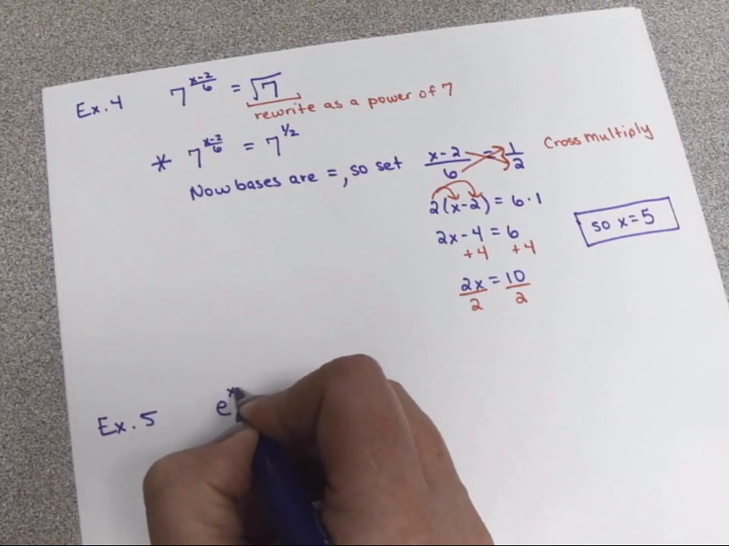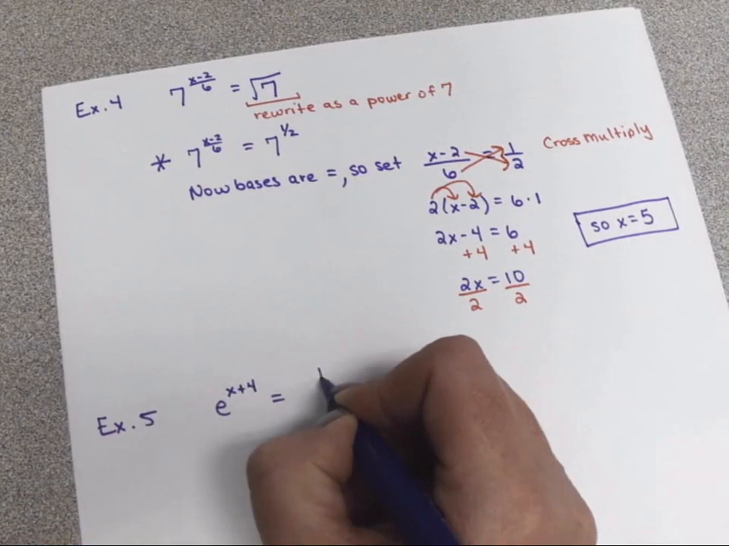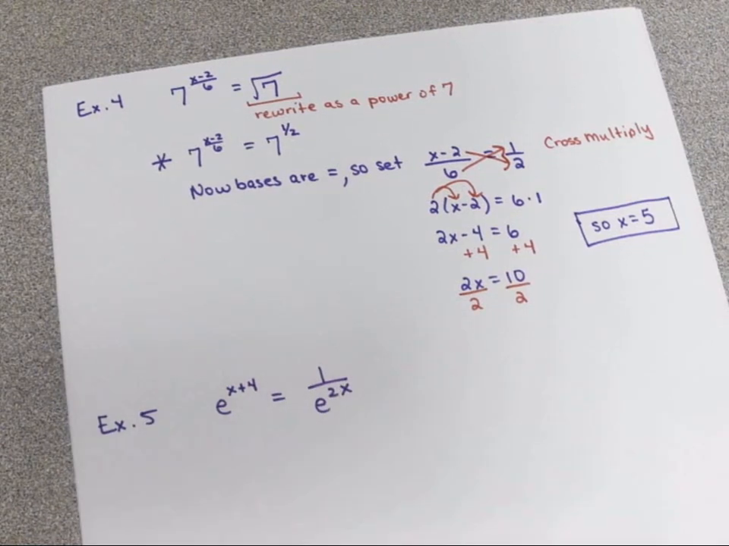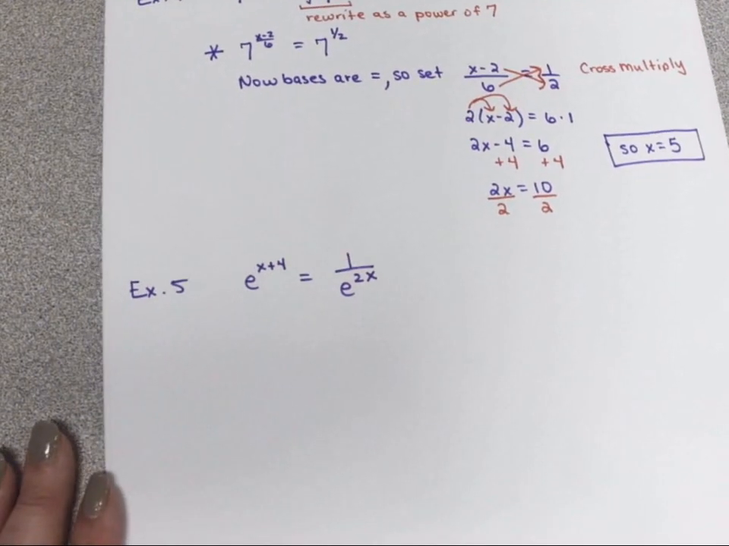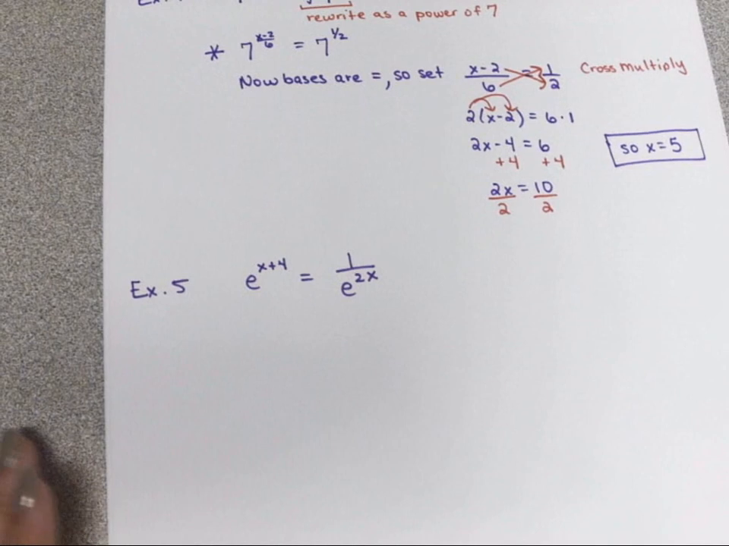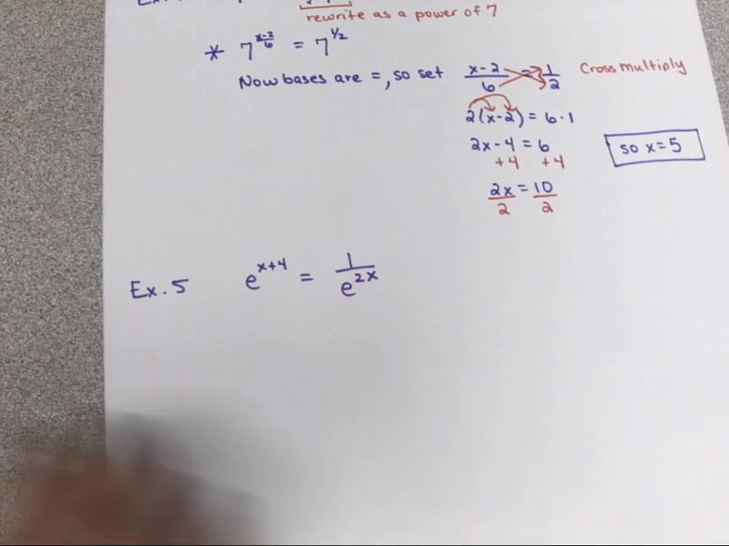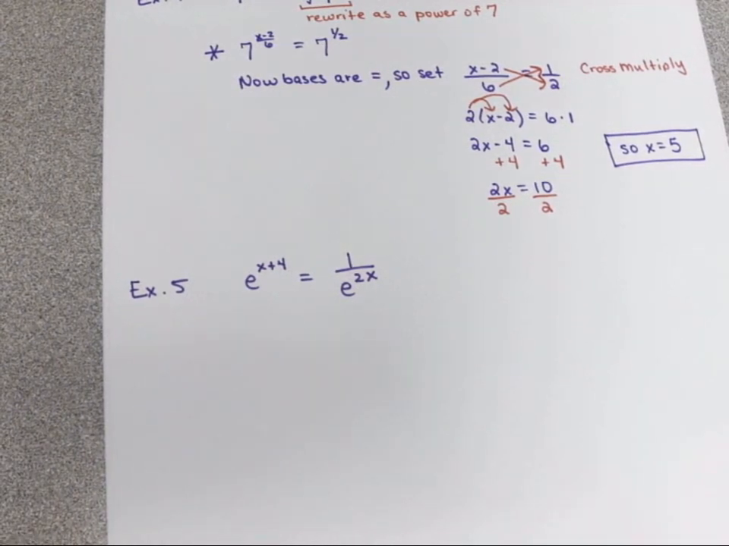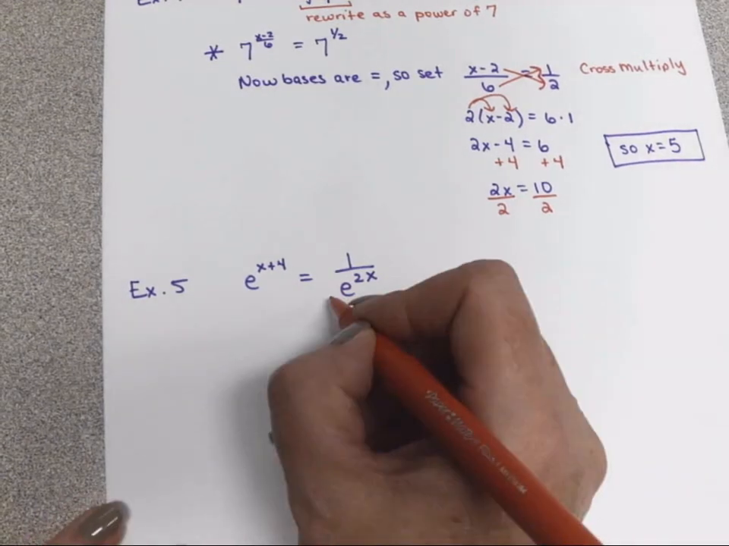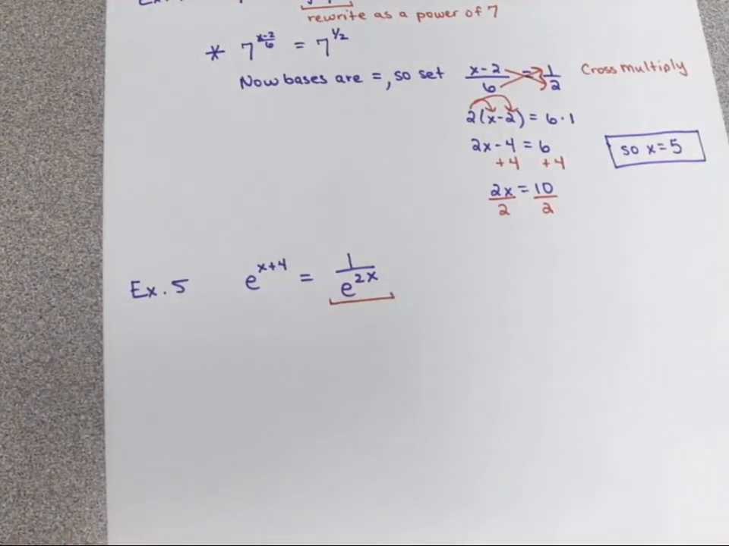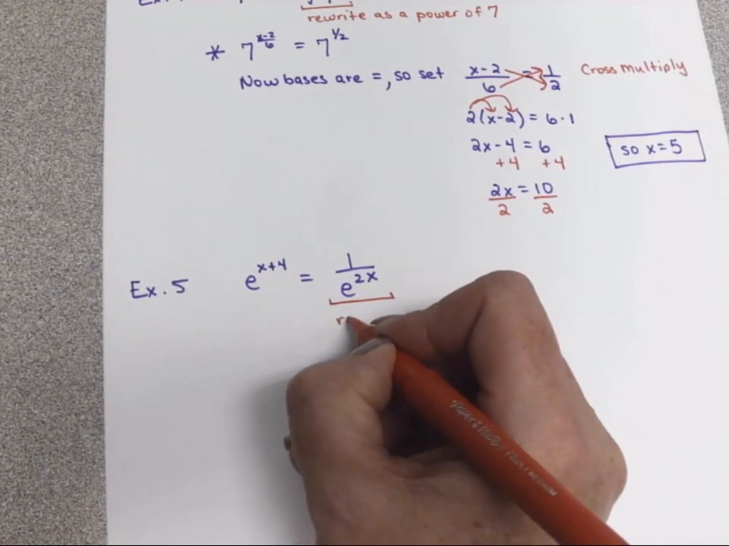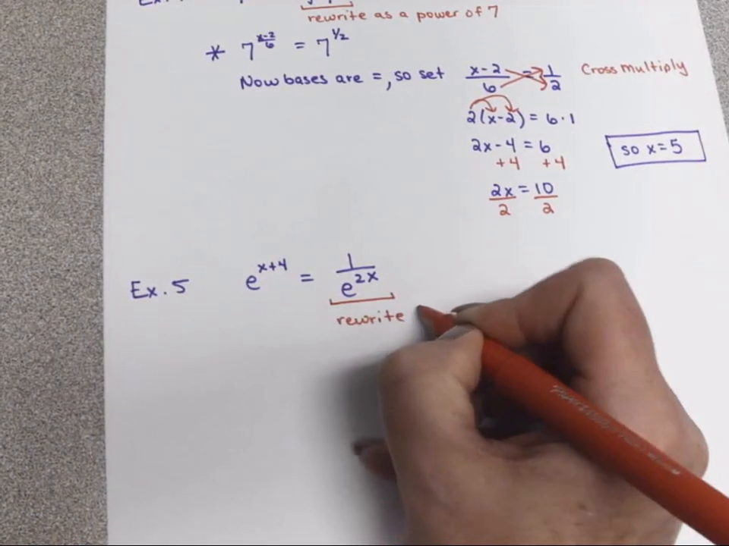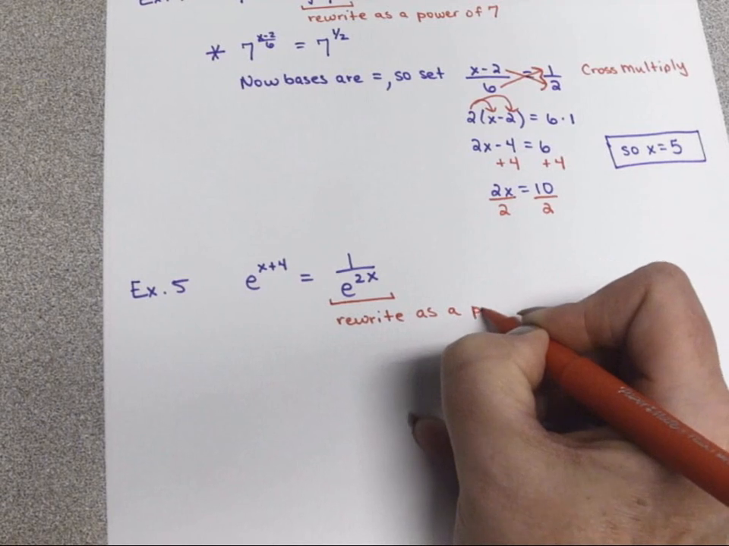So let's look at a problem involving e. Don't let the fact that it's e freak you out, because remember, we're not even really doing anything with the base. We're just trying to get the bases equal so that we can set the exponents equal to each other. So remember, e is that number 2.718281828, but it doesn't even really matter. So what would I want to do with this, just like I have been doing before? Yeah, I want to make it match. So I want to rewrite as a power of e.